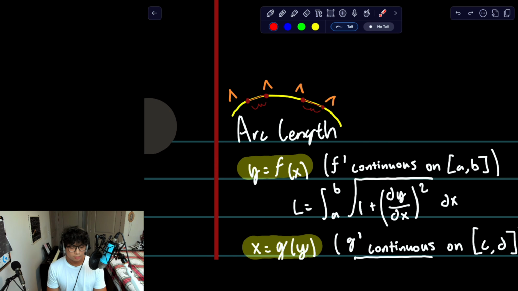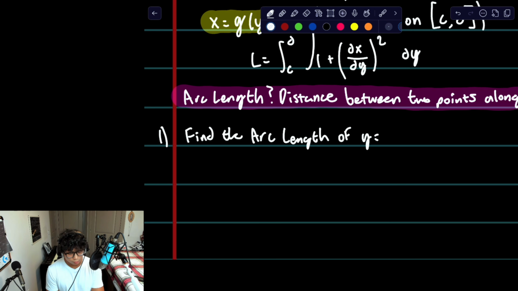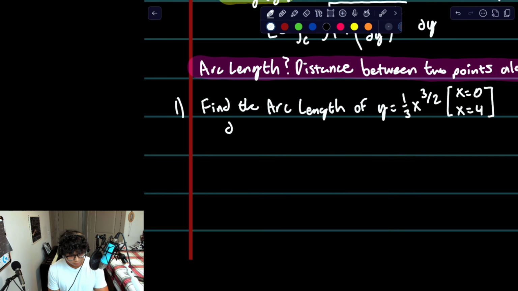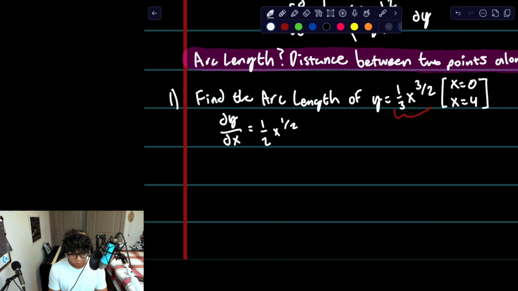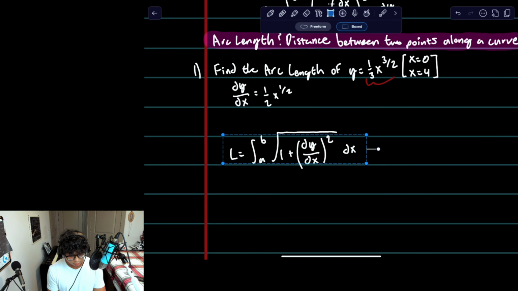So our first problem will be to find the arc length of y equals 1/3 times x to the 3/2, given the bounds x equals 0 and x equals 4. So your first step is just going to be finding the derivative of your y, which is 1/2 x to the 1/2. And again, all I did was take the derivative of the y equals function, which is 1/3 x^(3/2), and then plug all of our information into our first formula, because we are given y equals, as well as our bounds being in terms of x.